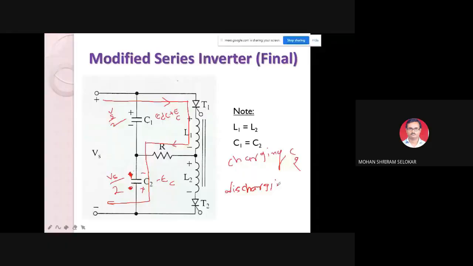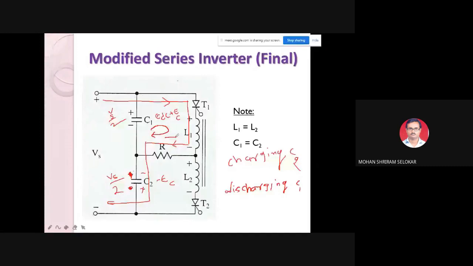Now, what is the path of discharging? The capacitor will discharge in this path, in this clockwise direction. So every time there will be two currents flowing: one through the load and one the discharging of capacitor C1. Are you agree? Now see, both the currents are flowing from right hand side to left hand side. Are you agree?